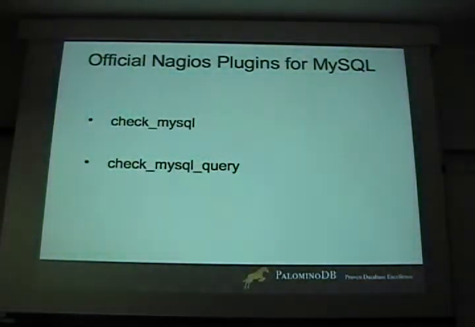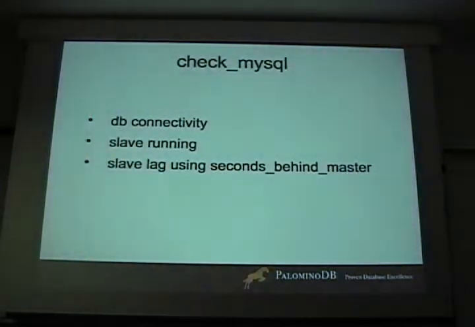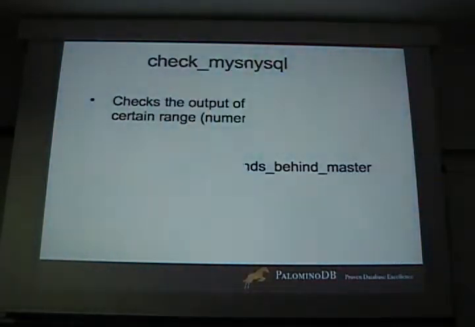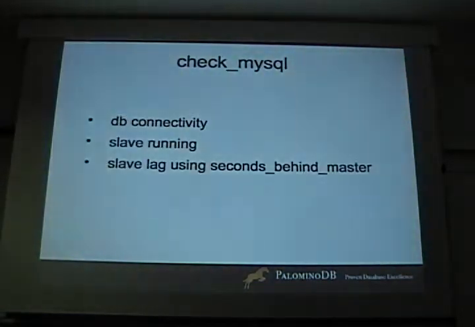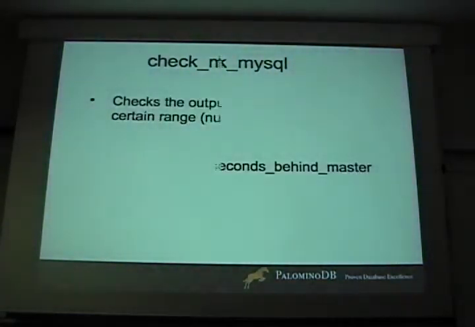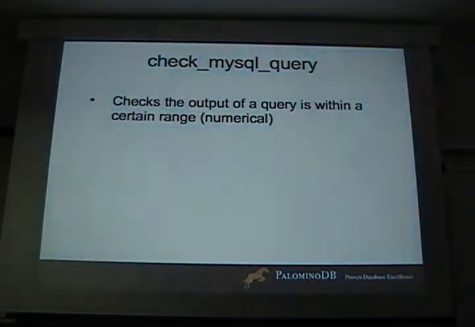And Nagios monitors so many things, there are SNMP checks and NTP checks, so it can't do everything. Okay, fine. So I just explained this: DB connectivity, whether or not the slave is running, and lag behind master. Check MySQL Query checks the output of queries in a certain range. And Check MySQL and Check MySQL Query can both be run remotely. So you can run it on the centralized Nagios server and it can go and check.